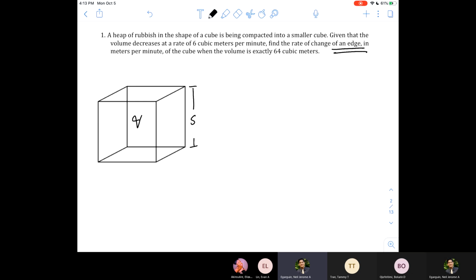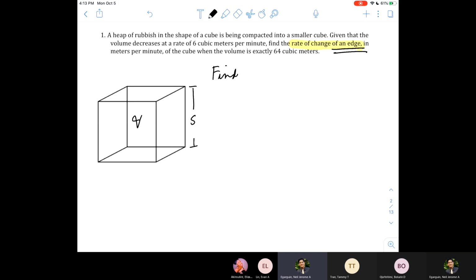Okay, so first, what is being asked in the problem? If you're going to read the problem, you go to the last sentence and you see that it is asking for the rate of change of an edge, okay? Remember, when we talk about rate of change, derivative should pop out of your mind, right? So the concept of derivatives would be the one used here because it's a rate of change problem, and the rate of change that we are after would be the rate at which the edge changes, right?